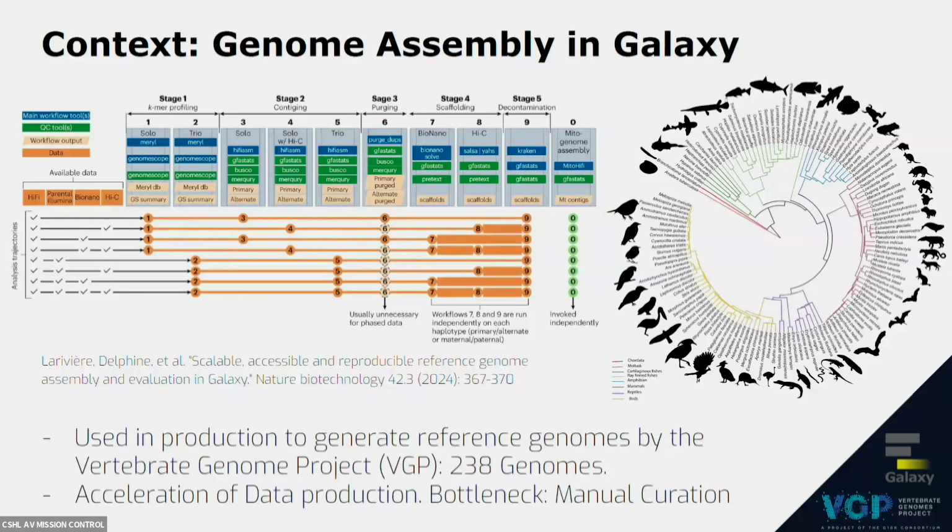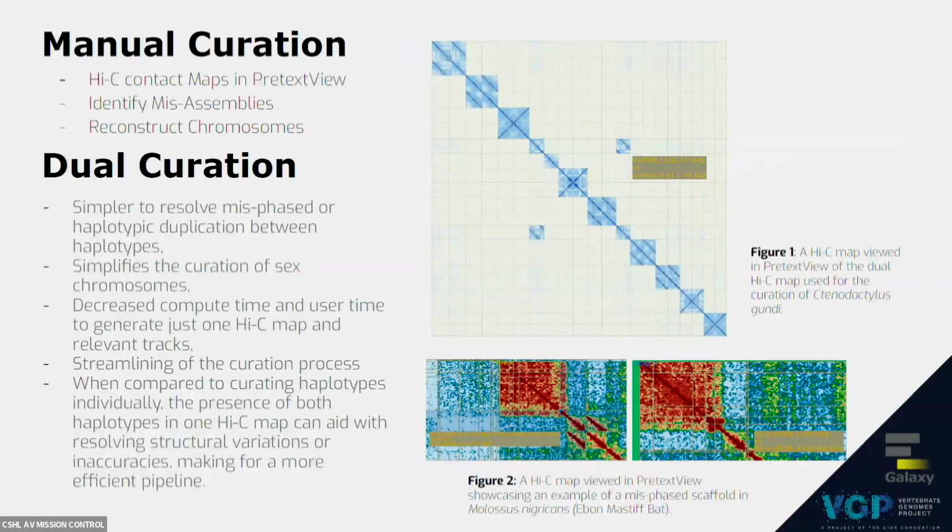is the manual curation. And we need to accelerate that because they want to sequence 70,000 species, so we need to go faster. So to help with that manual curation process and increase the speed of production of these genomes, we're doing everything we can to automate this process. The goal of manual curation is to identify misassemblies and identify what scaffold corresponds to what chromosome.